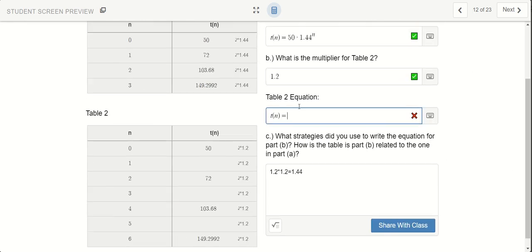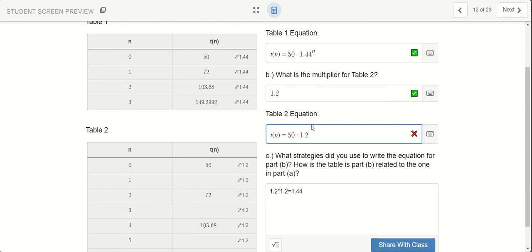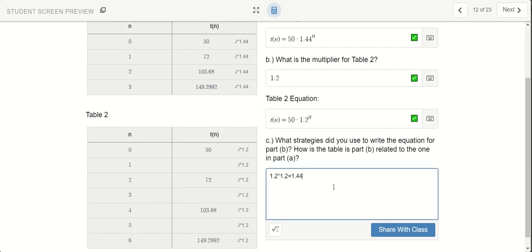So my equation is similar to before. I'm starting at 50. I'm multiplying by 1.2 over and over again. And since it's repeated multiplication, I can use an exponent. Okay. So how do we figure that out? It takes 2 multiplication jumps to get from 50 to 72.